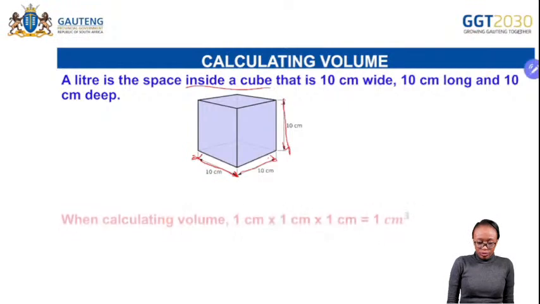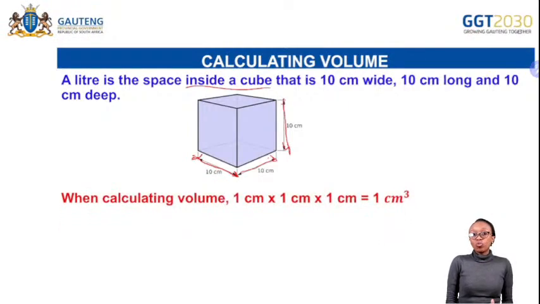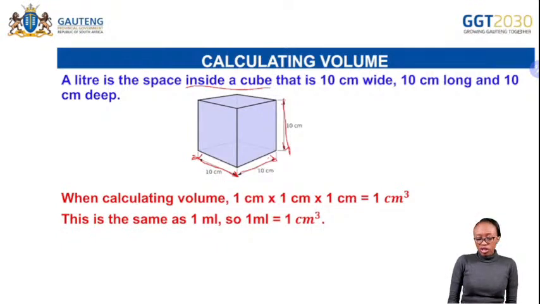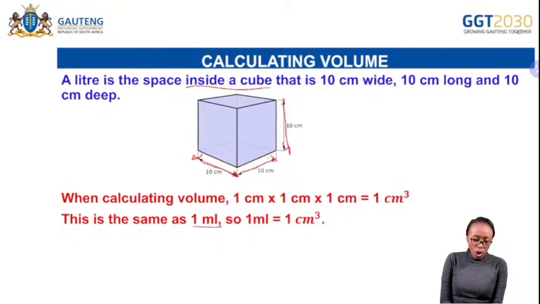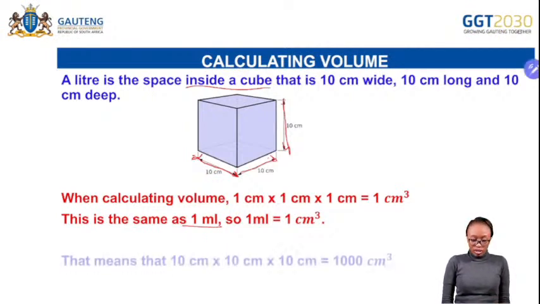So when calculating volume, 1 centimeter multiplied by 1 centimeter multiplied by another centimeter gives you a centimeter cubed. A centimeter cubed is the same as saying 1 milliliter. So you can interchange those. Those are equal. 1 milliliter is equal to 1 centimeter cubed.